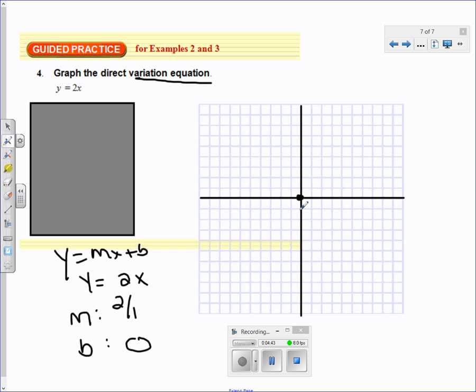Using my slope of 2 over 1, remembering once again, I can't write this often or say it often enough, rise over run. Run goes left to right. Rise goes up and down. So that means starting at point 0, I'm walking 1 step over and 2 steps up. I could also walk this way, 1 step to the left and 2 steps down. Still going to give me my positive slope. So when I go to graph the line here, connecting my dots, I have now graphed the direct variation equation.